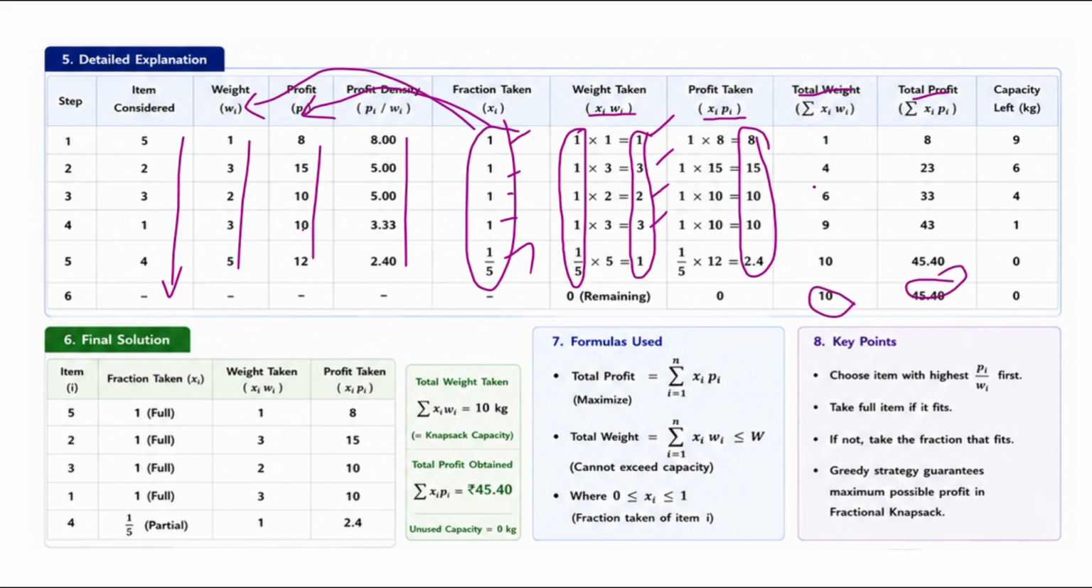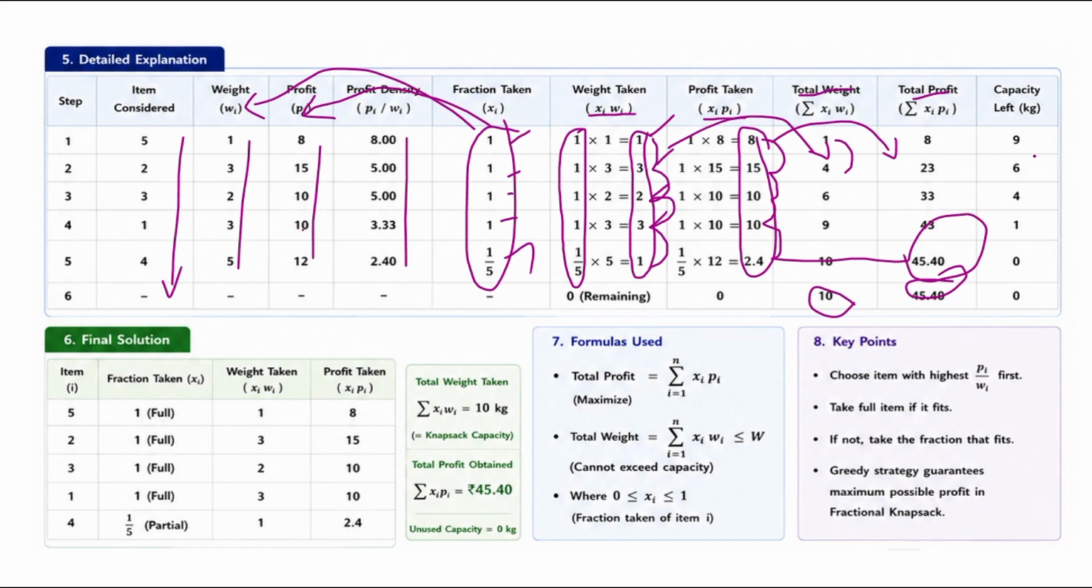How to fill this value here? 1 plus 3, 4, 3 plus 2, 6. 6 plus 3, 9, 9 plus 1, 10. Likewise, we fill this table. Likewise, here also, based on these values, fill this table. 8 plus 15, 23, 23 plus 10, 33, 33 plus 10, 43, 43 plus 2.4, that is 45.40.